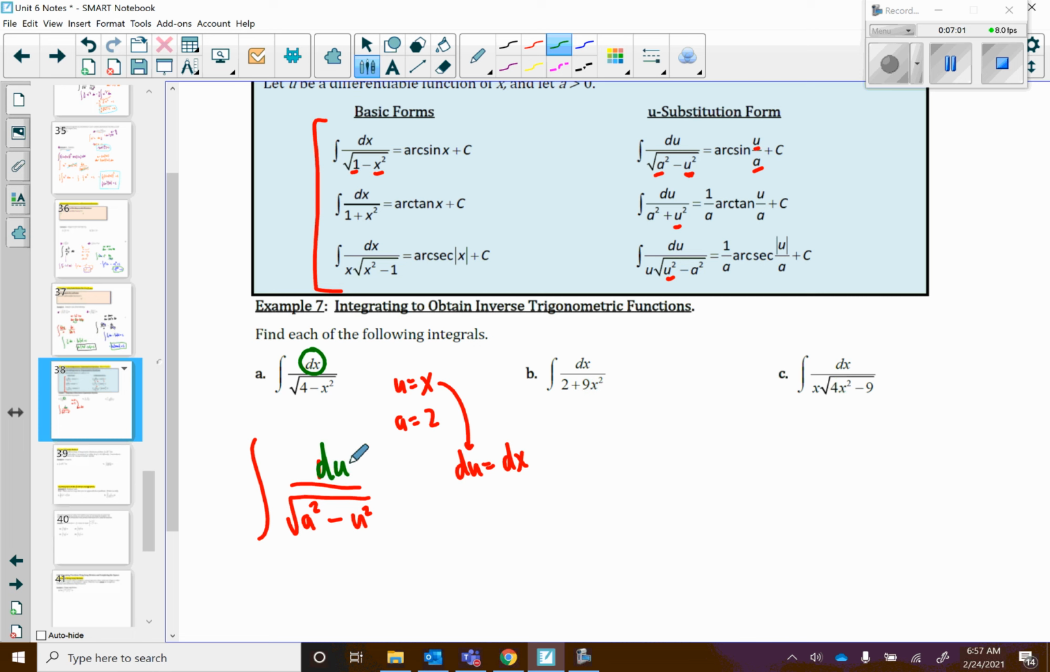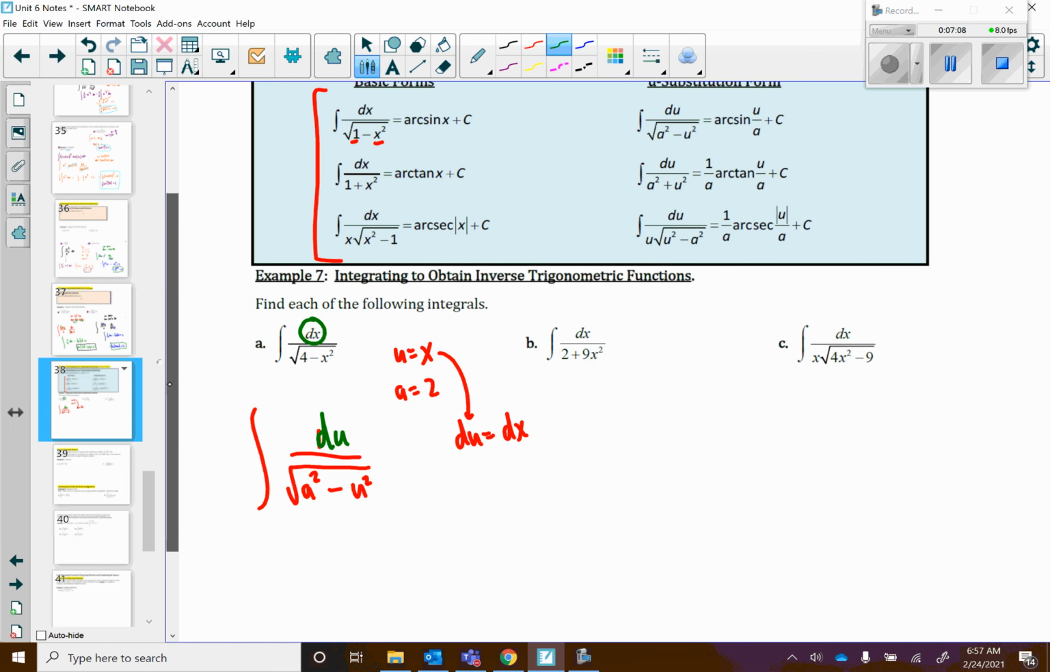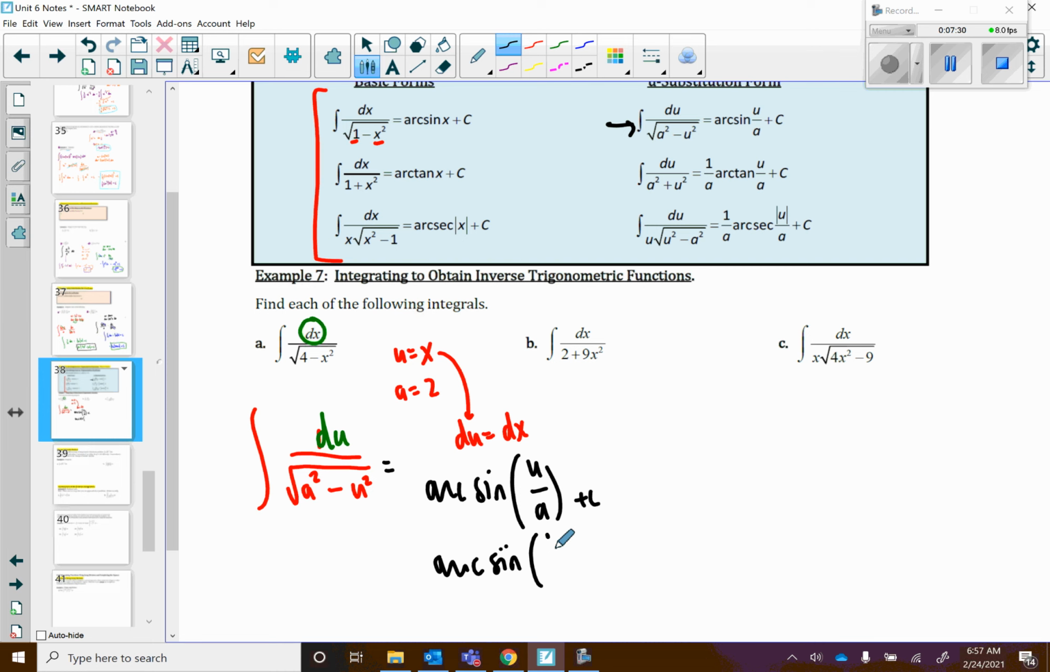Which means this dx up here, we can really write as du. And now, if we look over here, we see, hey, we're in our inverse trig realm. We have the square root of a squared minus u squared. So I know my integral is going to be inverse sine of u over a plus c, but of course u and a are not really the values we want here. Inverse sine of x over 2 plus c.